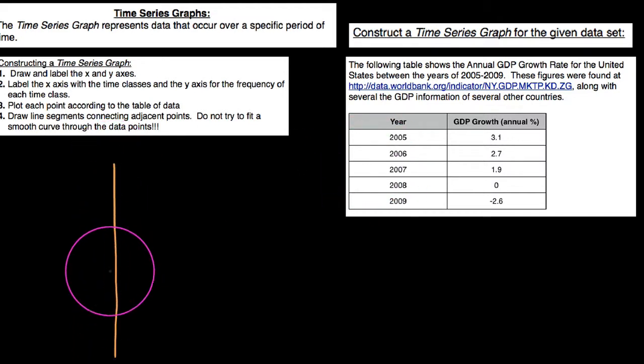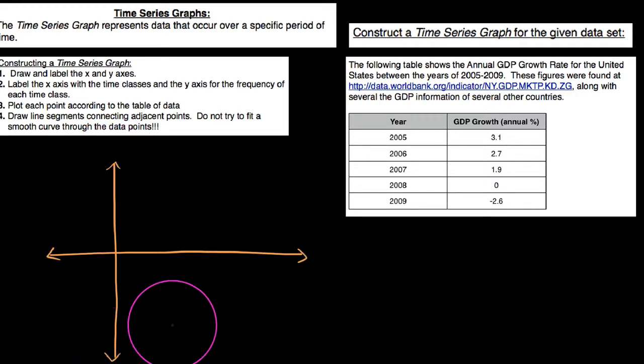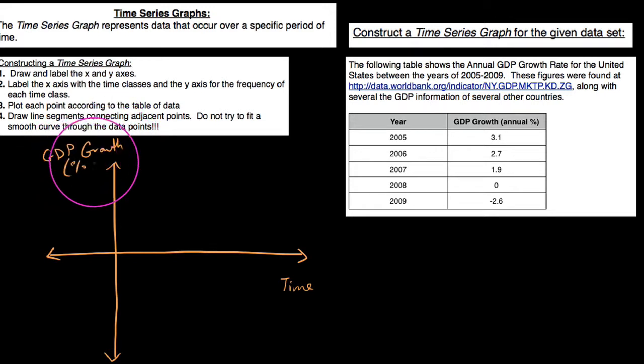We're going to say time is going to go on the x-axis. Very important: you'll notice that I didn't just use the first quadrant here. The reason why is because of this. Let's go ahead and label this. We say time down here. Our GDP growth is going to go up on this axis, and we're doing this as a percentage. You'll notice that it dips negative in our data set over here.